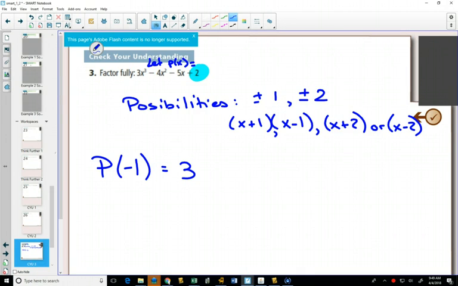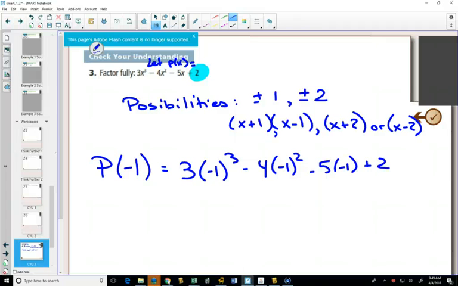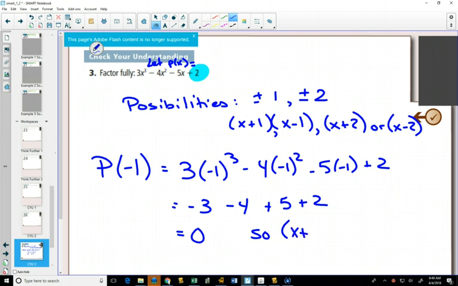P of negative 1 is going to be 3 times negative 1 cubed minus 4 times negative 1 squared minus 5 times the negative 1 plus 2. So if we multiply this all out, this will be negative 3. This will be negative 4 plus 5 plus 2. So which one is the factor, the x plus 1 or the x minus 1? Right. So x plus 1 is a factor.